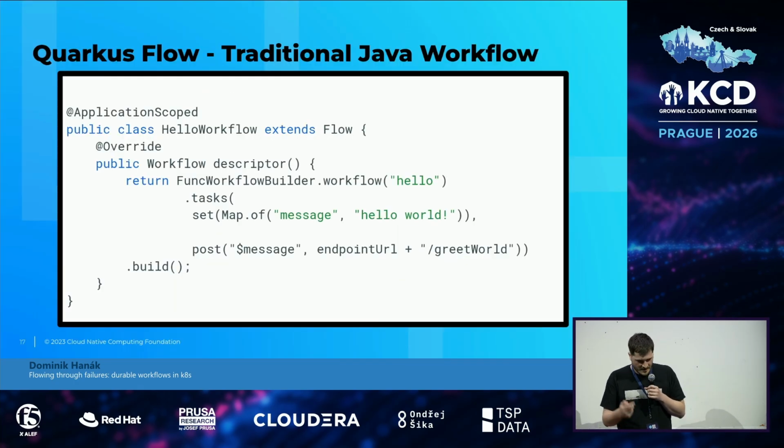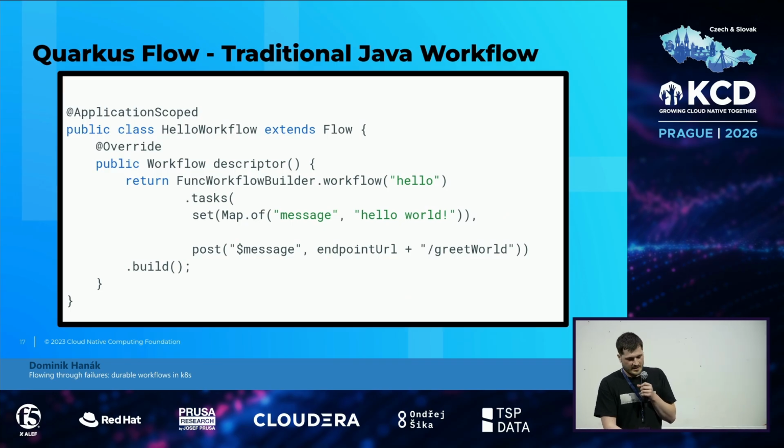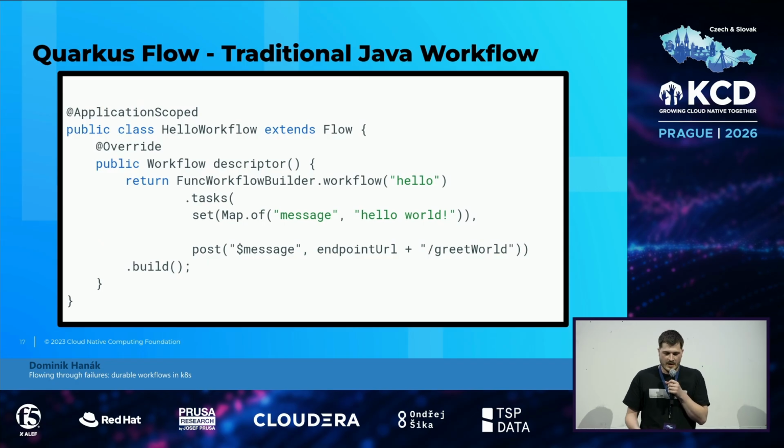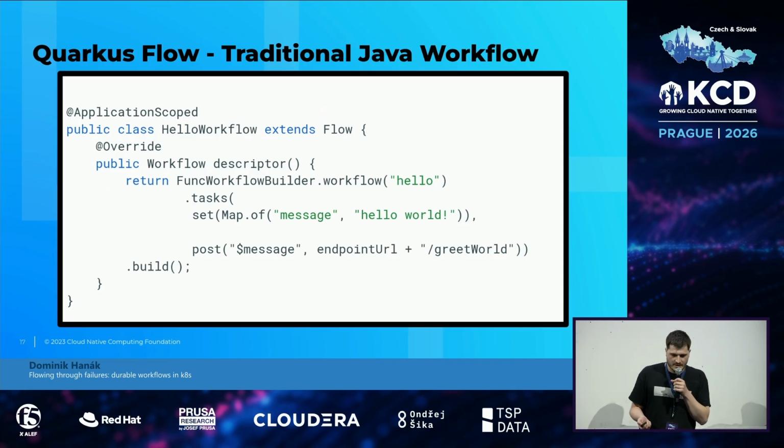So here is an example of a traditional Java workflow. This is how you do it in Quarkus Flow. You have a builder, create a workflow named hello, and you have tasks. It first sets the internal context of the workflow to a message with hello world, and then it will send a POST request to some endpoint with this message. A very, very simple traditional workflow.